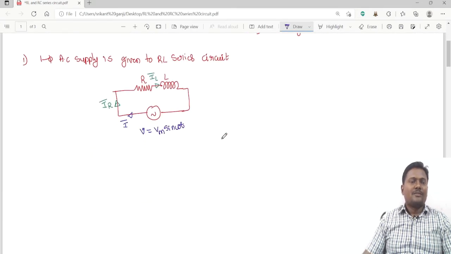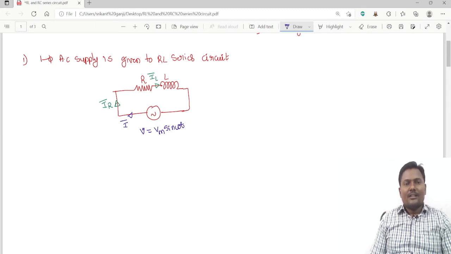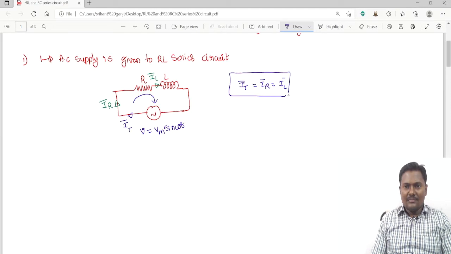Coming to the first one, a single phase AC supply is given to an RL series circuit. We are given the instantaneous value of the voltage v equal to Vm sin omega t. The current flowing through this entire RL series circuit is the total current I_T bar, the current through R is I_R bar, and the current through L is I_L bar. In a series circuit, I total bar is equal to I_R bar is equal to I_L bar. So this is the first relationship.